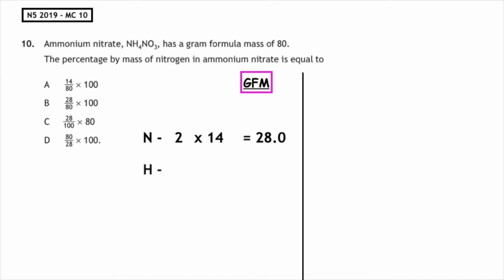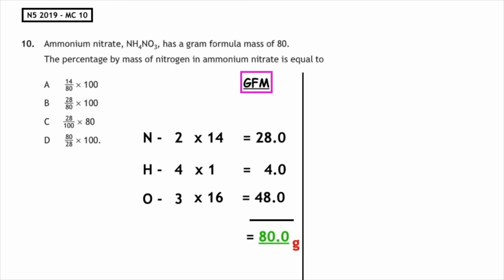How many hydrogens do I have? I have 4. And the relative atomic mass is 1. 4 times 1 equals 4. Oxygen, I have 3 in the formula, times by the relative atomic mass, which is 16. 3 times 16 equals 48. When I add those up, I get a gram formula mass of 80 grams.